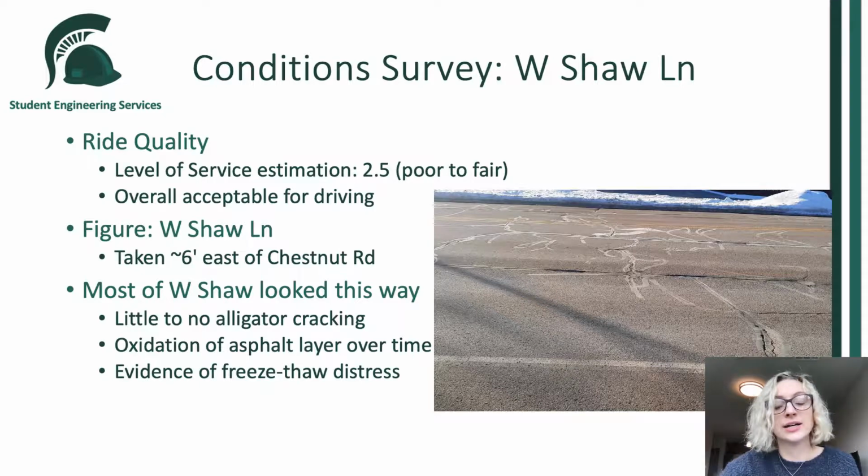You see these long cracks that are parallel and perpendicular to the curb that are telling us it's more of oxidation of the surface layer of asphalt over time or some freeze-thaw distress, but we don't see a lot of evidence of foundational distress, which is telling us that really only a mill and fill might be needed.